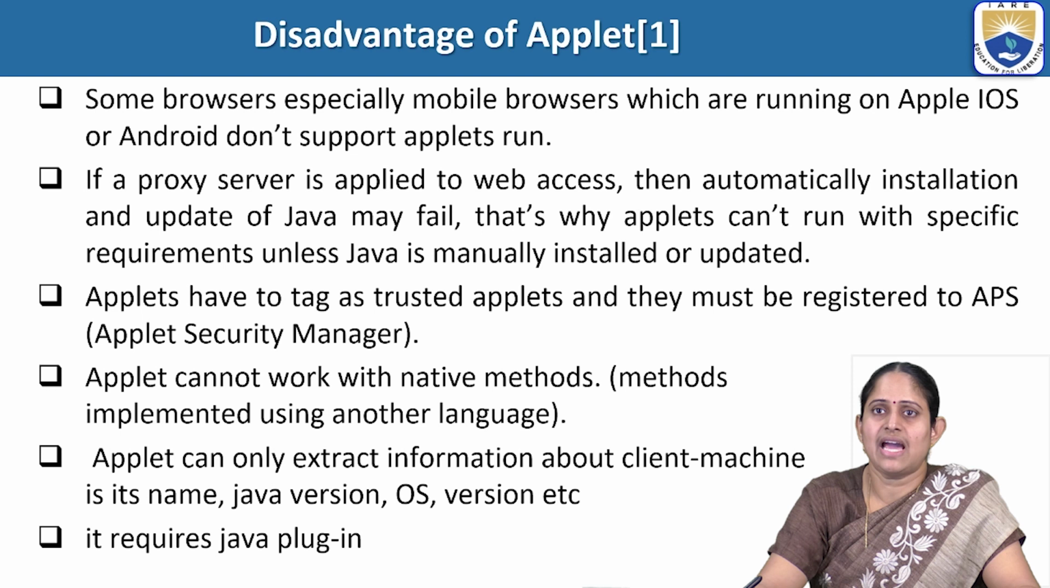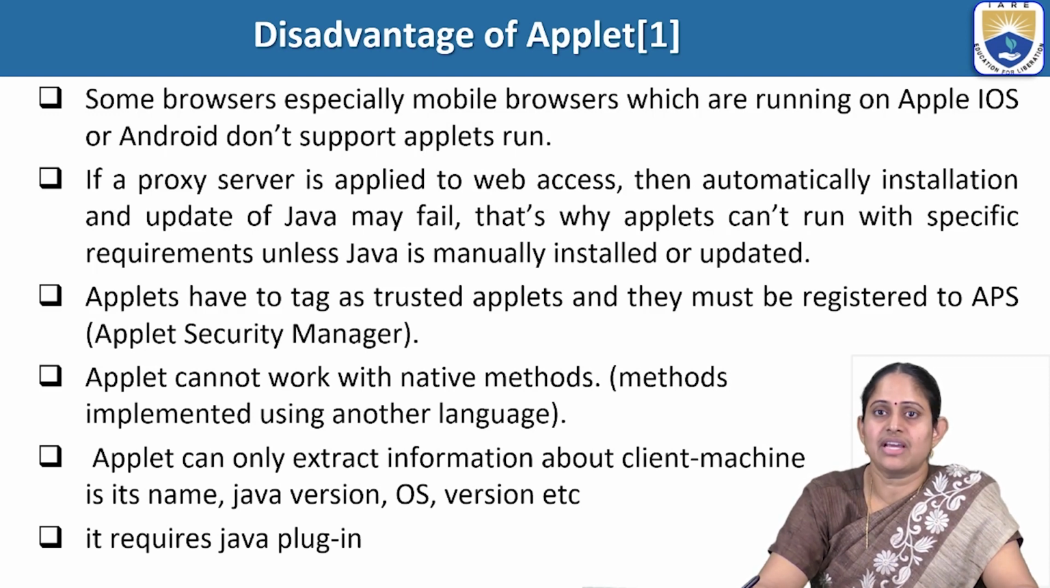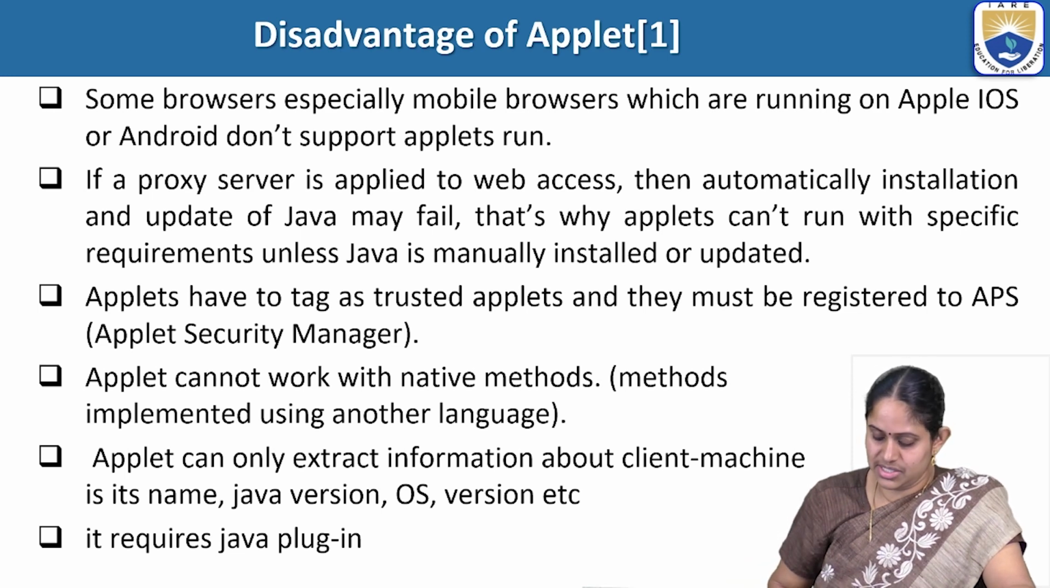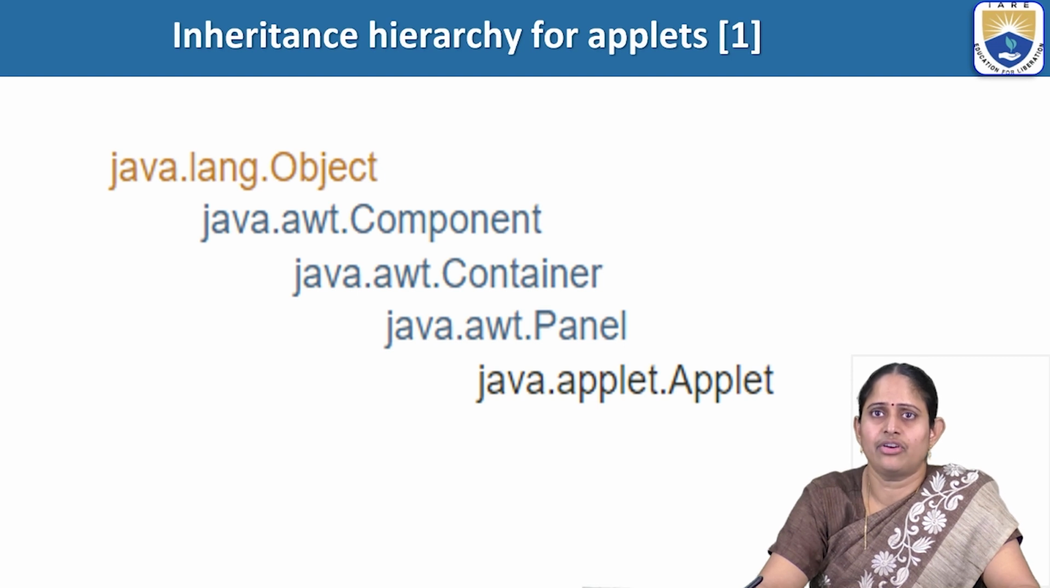Applets have to be tagged as trusted applets and they must be registered with the Applet Security Manager. The applet cannot work with native methods. They can extract information about the client-side machine like its name, Java version, OS version, etc. It requires the Java plugin. Now this is the inheritance hierarchy for applet.